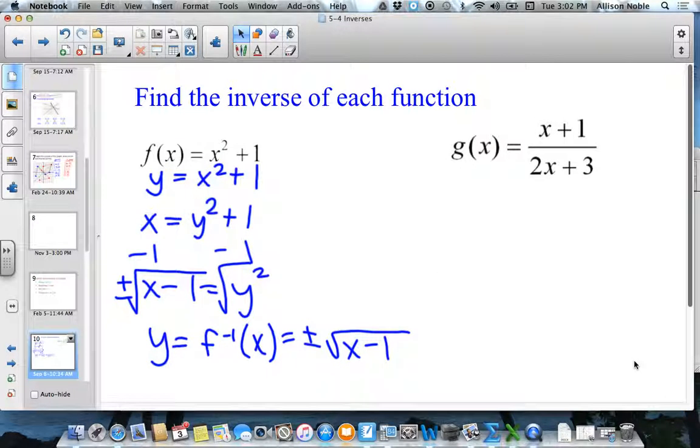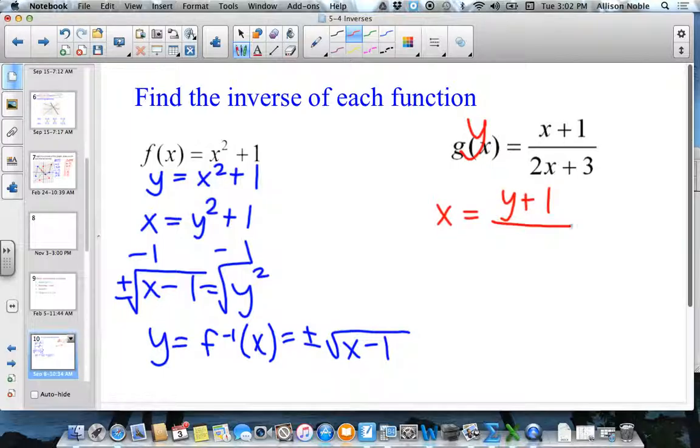Okay, on my next one, this one's a new type of problem. The one I just did should be a little bit of review from last year, but this one's a little bit different. So g of x is really y, so I'm going to interchange my x's and y's, which would make it x equals y plus 1 over 2y plus 3. Now it's like what we've been doing, and we need to figure out what our common denominator is, which is 2y plus 3, and then multiply both sides by that common denominator.